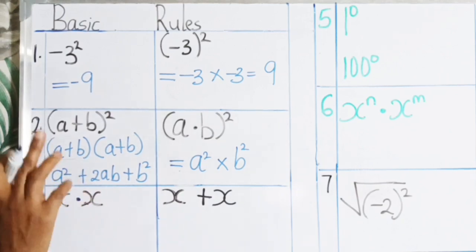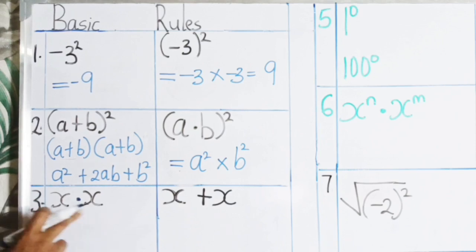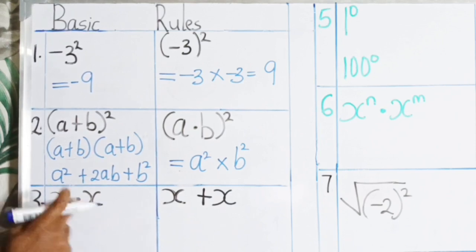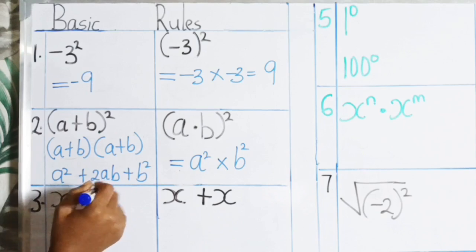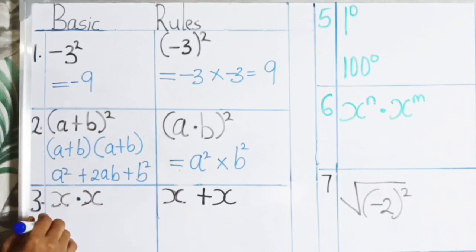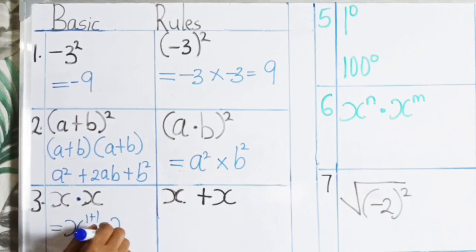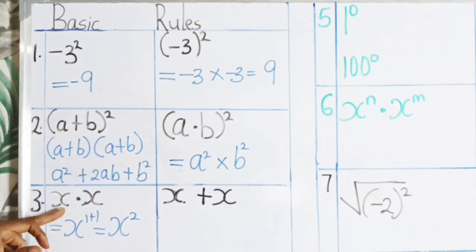So x times x, remember the law of indices. If you're multiplying two variables like this, there is an invisible 1 here and there is another invisible 1 here. So this will give us x raised to power 1 plus 1, which will be equal to x squared. Okay, so x times x will give you x squared. If you have b times b, is b squared. A times a is a squared.